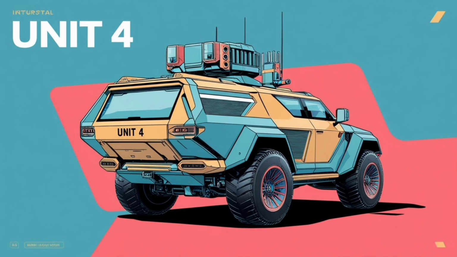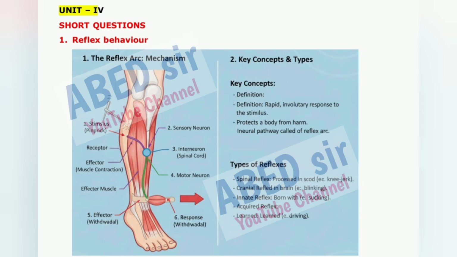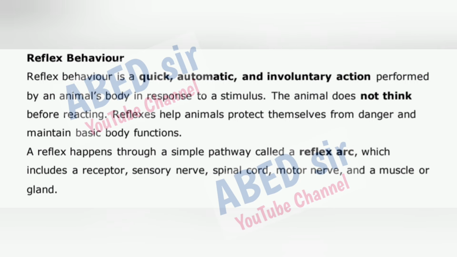Unit 4 first important short question is Reflex behavior. Reflex behavior is a quick, automatic, and involuntary action performed by an animal's body in response to a stimulus. The animal does not think before reacting. Reflexes help animals protect themselves from danger and maintain basic body functions. A reflex happens through a simple pathway called a reflex arc, which includes a receptor, sensory nerve, spinal cord, motor nerve, and a muscle or gland.